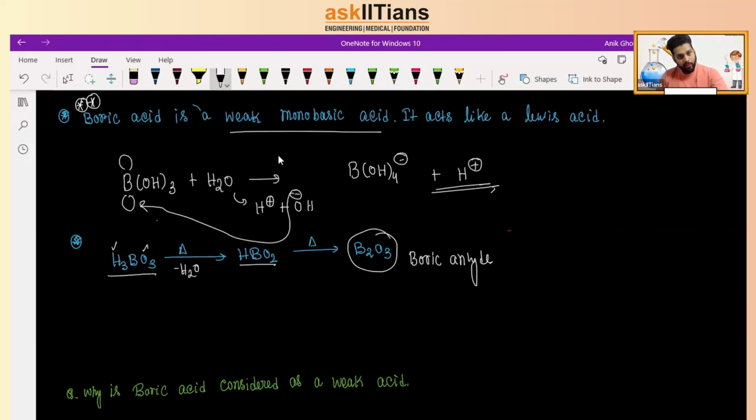Now again, when you heat it, you need to take out water, but that doesn't add up. How HBO2, if I take out water, how is it becoming B2O3? I'm going to show you this, guys. First, in order to understand that, you multiplied by 2, which means you dimerize this compound. Otherwise, you won't be able to take out water because it has only one hydrogen. So how would you take out water?